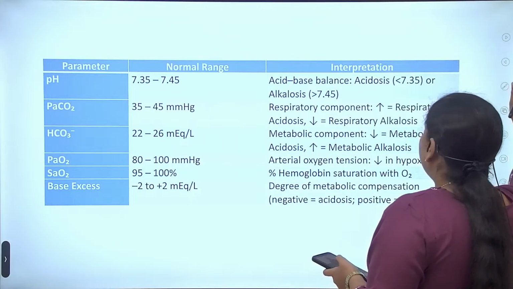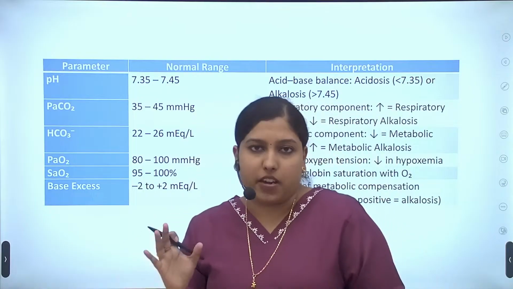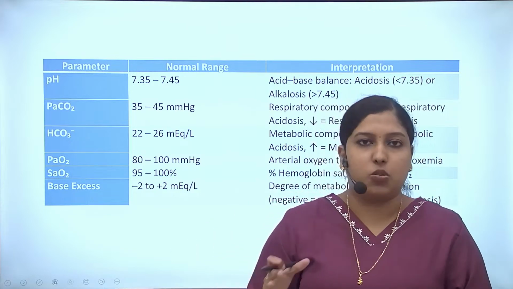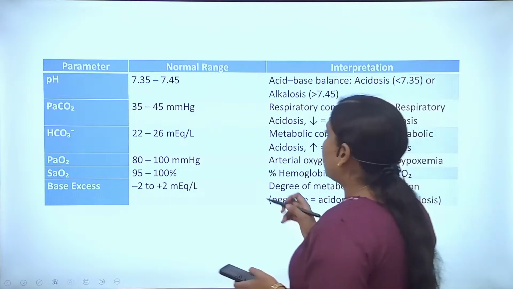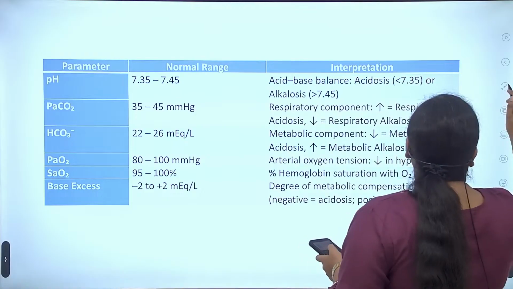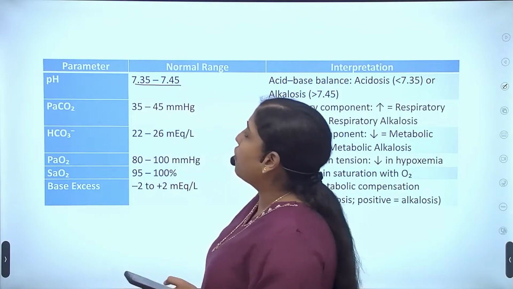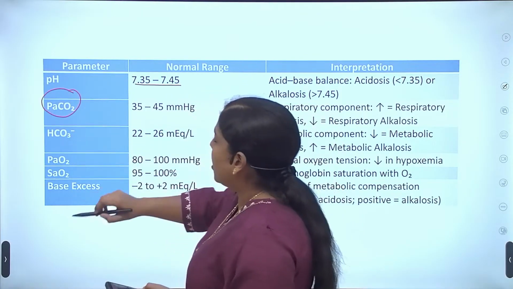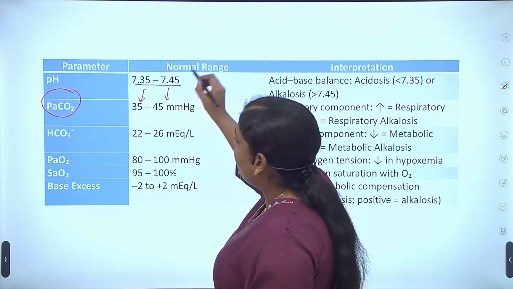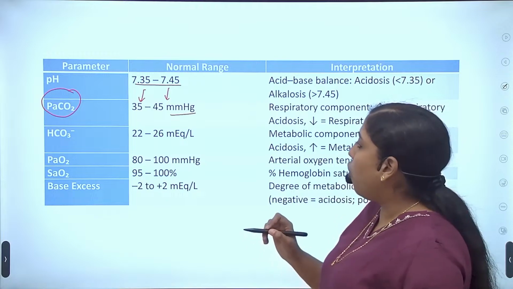As you all know, ABG works on these important top priority parameters. This is a very basic thing you have to remember, that is the normal values. The normal pH is 7.35 to 7.45. Your normal PaCO2, you can easily remember from the pH: just drop this 35 and 45 down, and the unit is very important, that is mm of Hg.